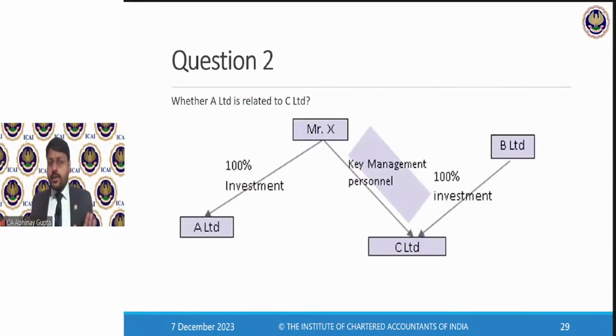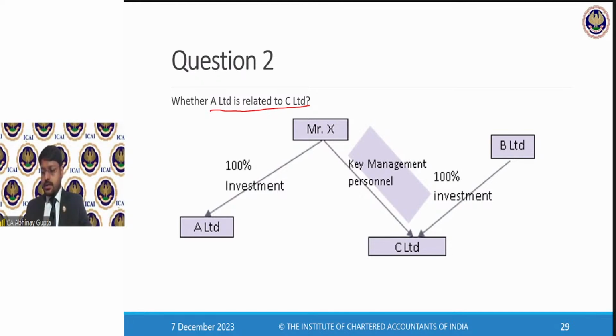So there are quick small quizzes. We will finish these 3-4 questions quickly, and then we will have a break. And then we will start with the next concept. Now, the question is whether A limited is related to the C limited.